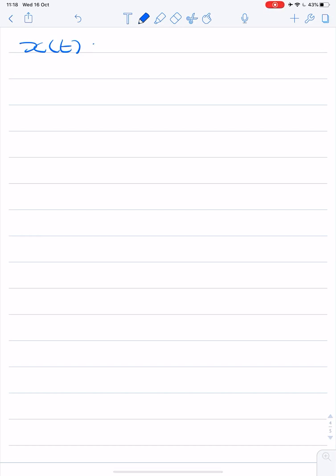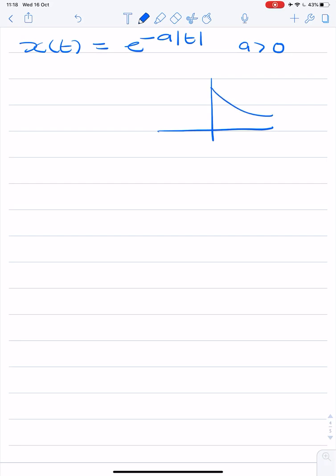So this question is to find the Fourier transform of the double exponential e to the power minus a absolute value of t, with a positive value of a. If we were to sketch this, it would look something like this. It's a double-sided exponential. The absolute value of t means that even when t is negative, we have e to the power minus a positive value.